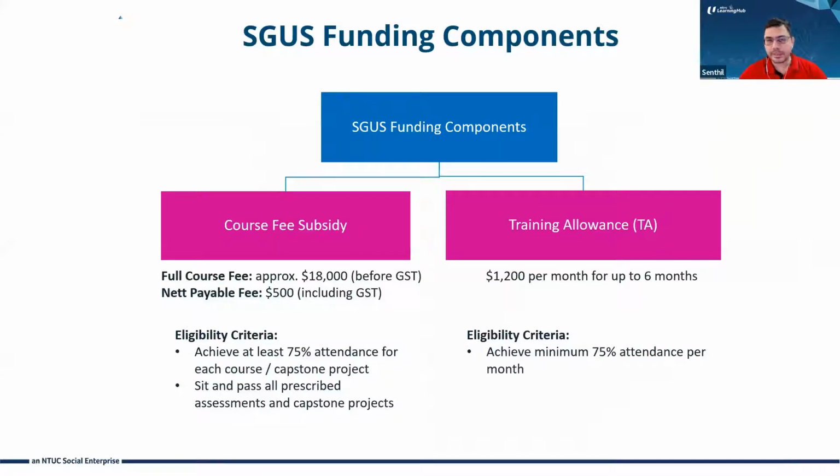Okay, coming to the SGUnited funding components. There are actually 2 funding components to this program. The first component is called course fee subsidy, and the second one is training allowance.